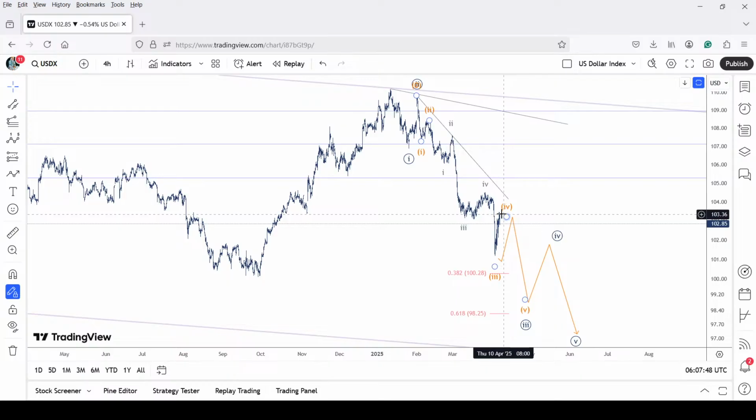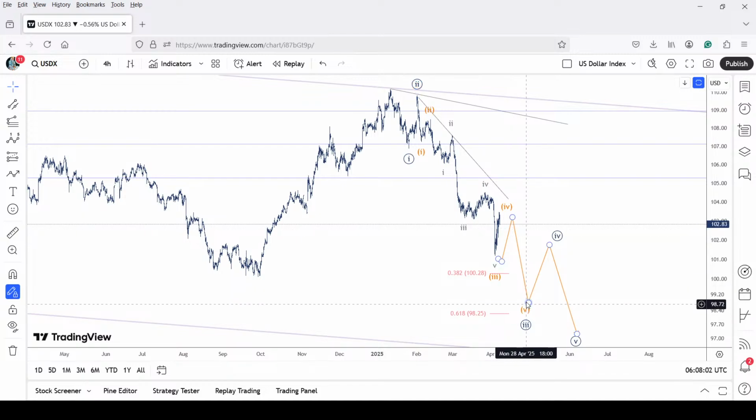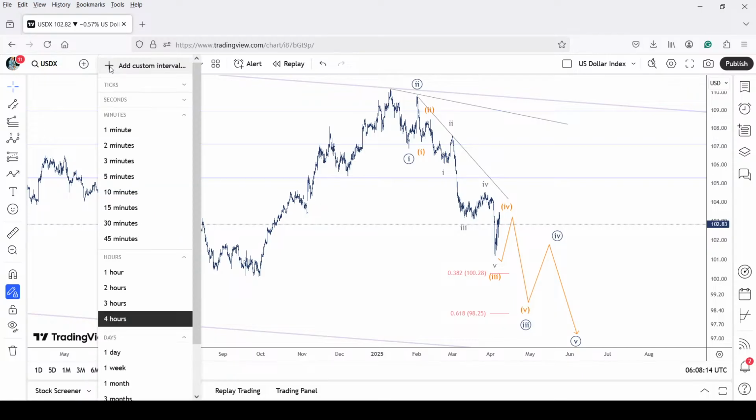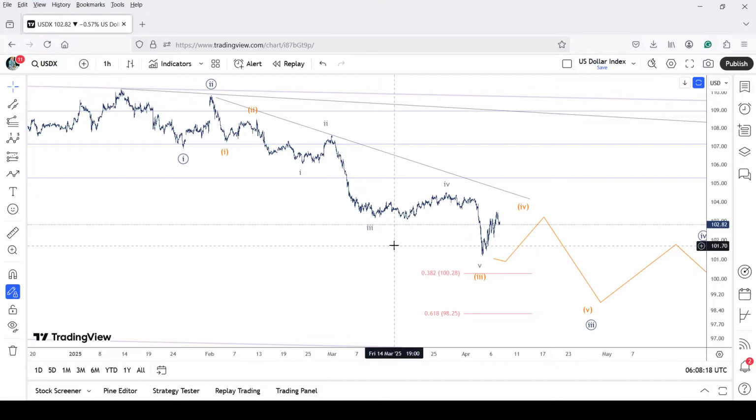But you can still initiate short positions with the potential stop loss around 106, 107, and thereafter you can take it lower towards 98.25. All right. So that is the story as we move into the London time for the dollar index. Prices are actually tripping lower as we speak, and it is quite possible that wave 4 might have just completed.